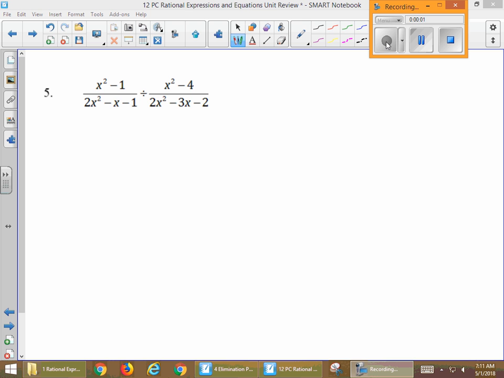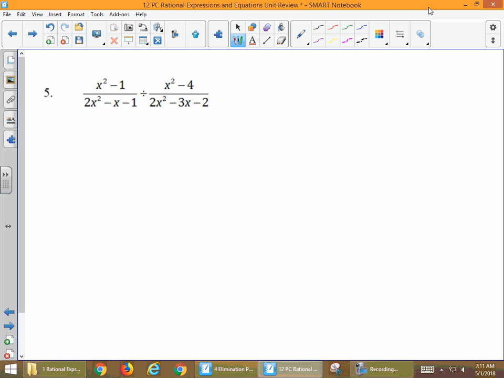All right, a little more division before we go on to addition and subtraction and solving equations. So lots of factoring to do on this problem. I'm going to go ahead and get everything in the right spot first. So again, we don't need a common denominator, but we do need everything in the right spot. So we need to flip and multiply. I'm going to go ahead and rewrite these.